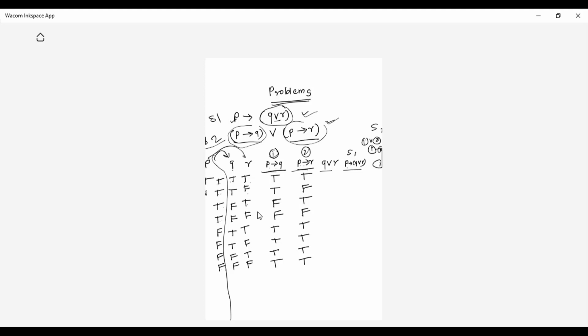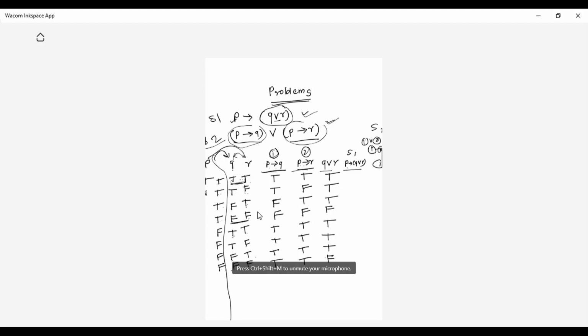Now Q or R. So Q and R, ORing we have to do. So this thing we have to check, right? So true, true, true, true, false, true, false, true, false, true, true. Only for false, false, I'm going to get the false. For the rest of the thing, I am going to get true. True, false, true. False, true, true. False, false, false, false, false. Okay, so Q or R we have done with.